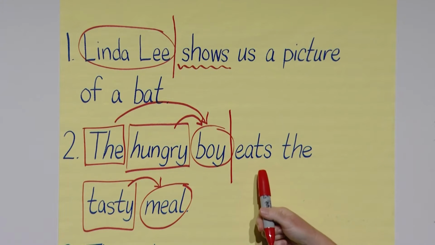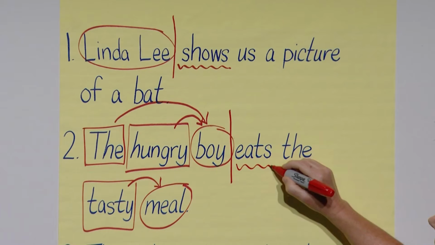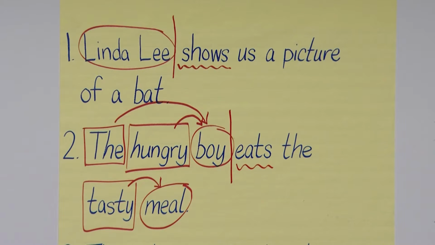Well, eats is the action. That's what's happening in the sentence. Exactly. I'll draw a squiggly line under eats since it's the verb. Now, let's read the entire predicate. Eats the tasty meal.